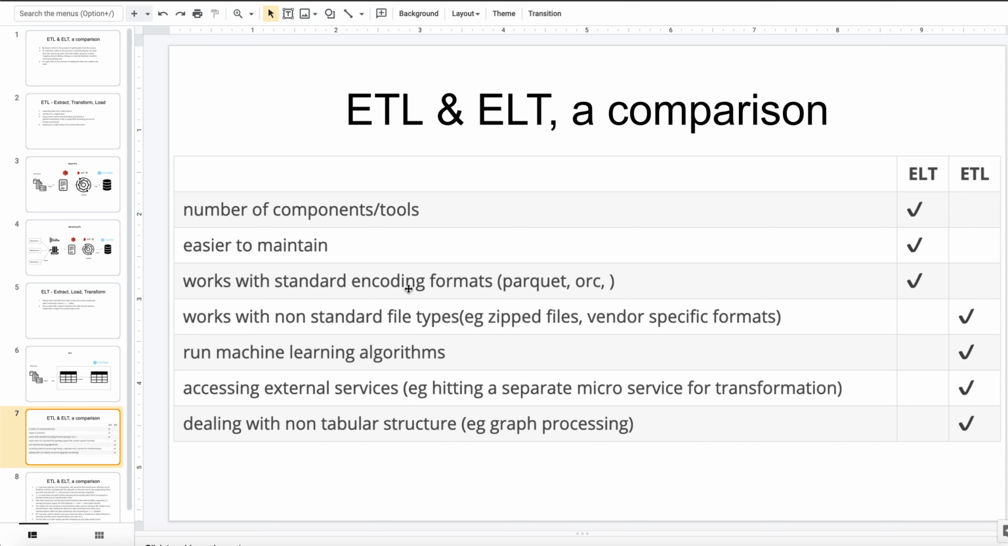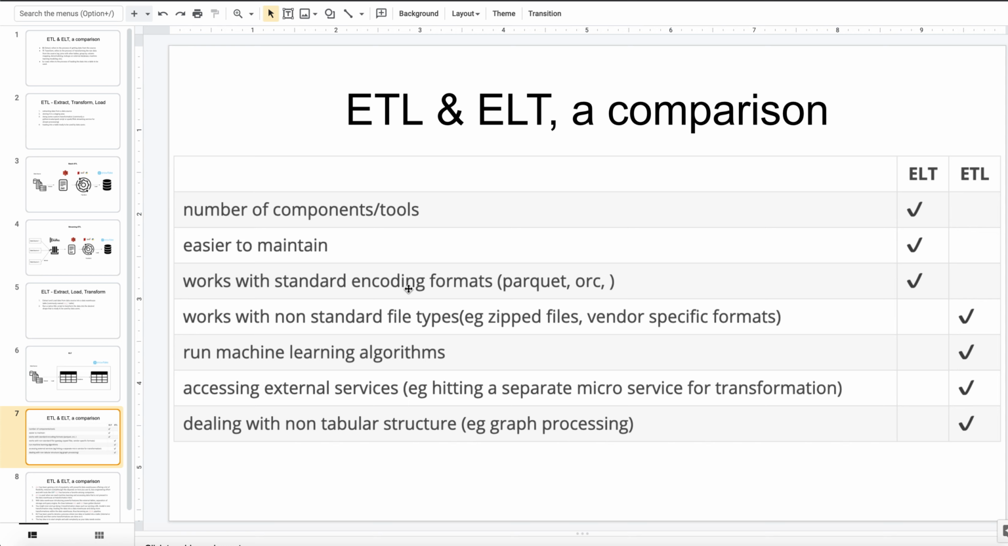So ETL type systems are great when you have non-standard file types like zip files or vendor-specific files. Some data vendors have their own standardized serialization formats. In those cases, ETL is the way to go because you cannot deserialize them within your data warehouse.